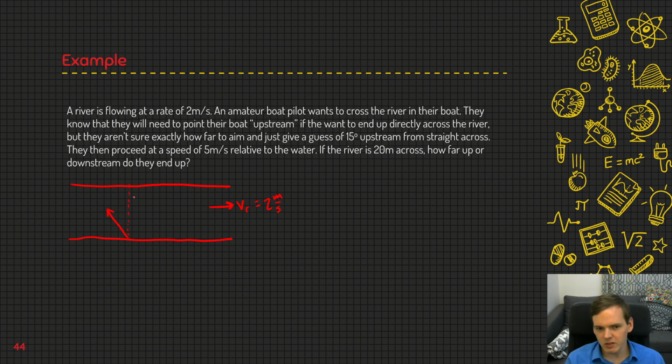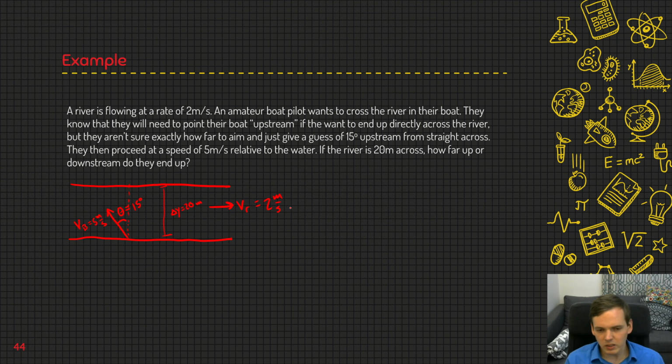But because they're an amateur, they don't know exactly how far to aim, and they just give a guess of 15 degrees. So this direction right here is 15 degrees. They then proceed at a speed of 5 meters per second. So V of the boat is equal to 5 meters per second relative to the water. If the river is 20 meters across, so I'll call this delta Y equals 20 meters, how far upstream or downstream do they end up?